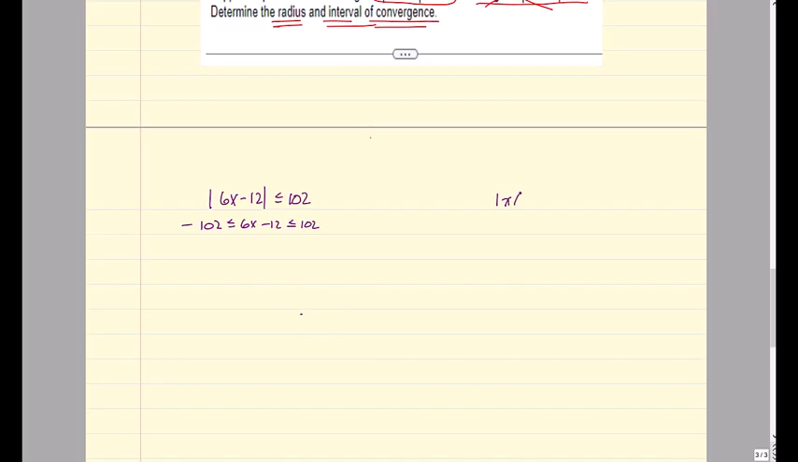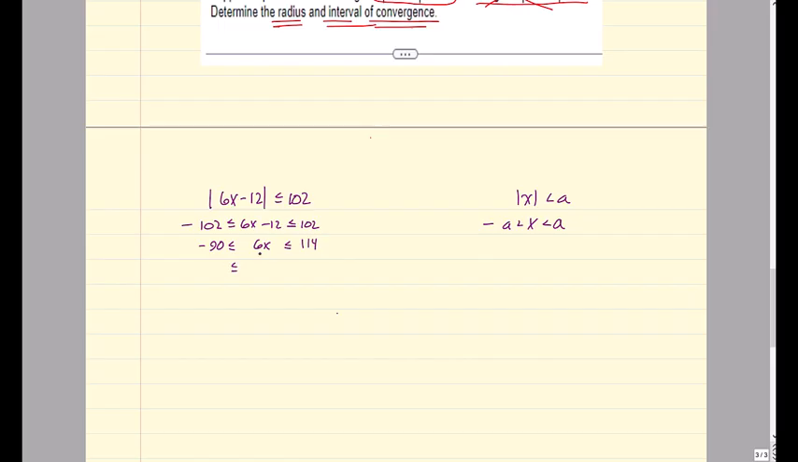Let's say I have the absolute value of x less than a, or less than or equal to a, doesn't matter. That's negative a less than x less than a. It means between is what that ends up looking like. I would add 12 to the left, the middle, and the right. So if I add 12 to the right, I'd end up with 114. If I add 12 to the middle, I end up with 6x. And if I add 12 here, I'd end up with negative 90. Then I divide through by 6.